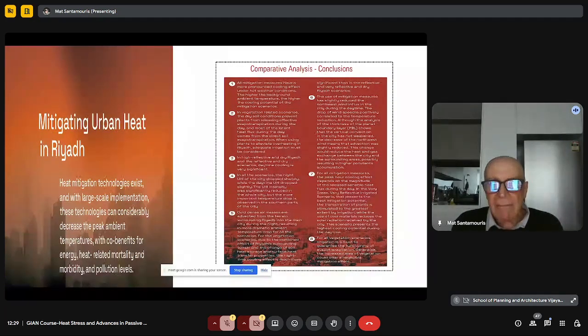All mitigation measures have a more pronounced cooling effect under hot weather conditions. The higher the background ambient temperature, the higher the cooling potential of the mitigation scenarios. This is very important. In vegetation-related scenarios, the dry soil conditions prevent plants from releasing effective evapotranspiration during the day. And most of the latent heat flux during the day comes from the direct soil evapotranspiration. So we have only evaporation, not transpiration.